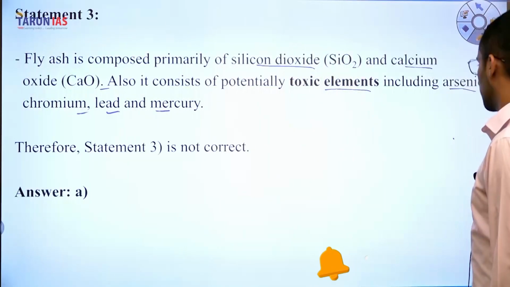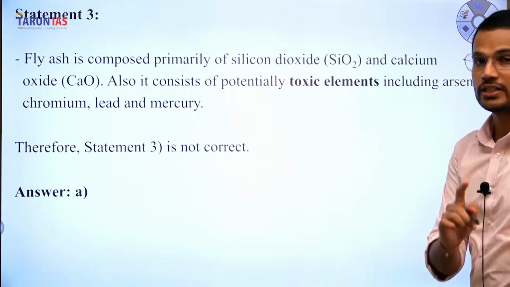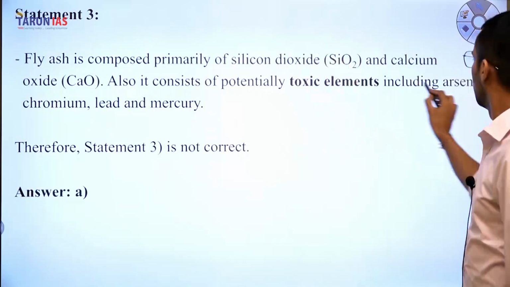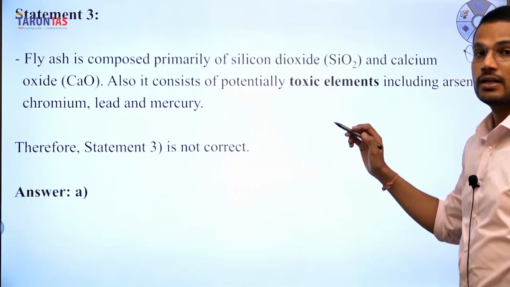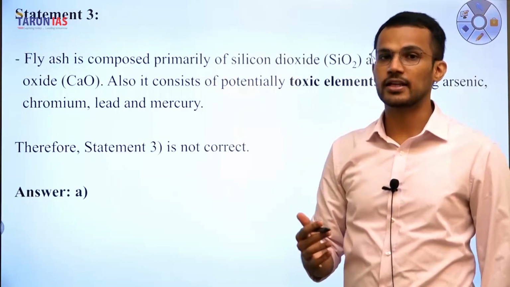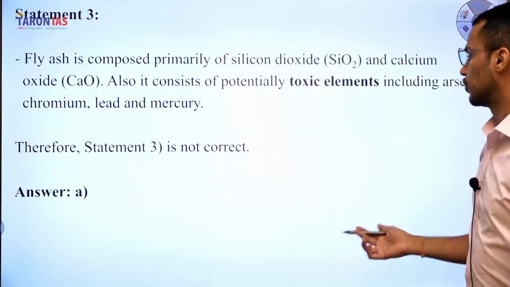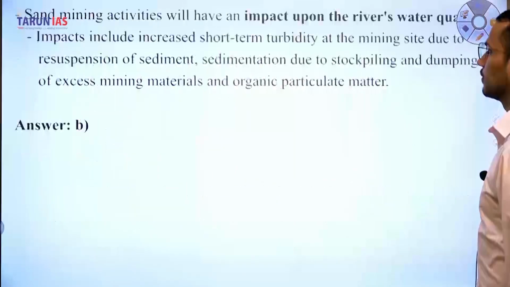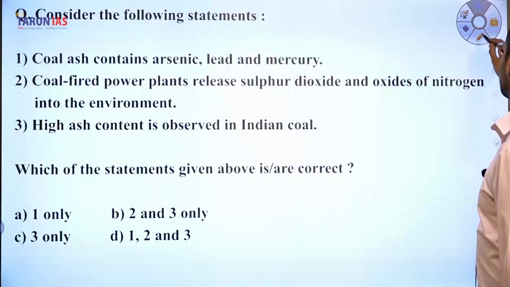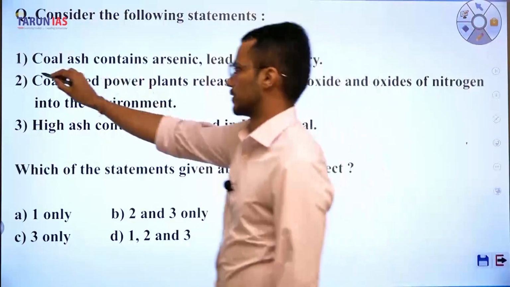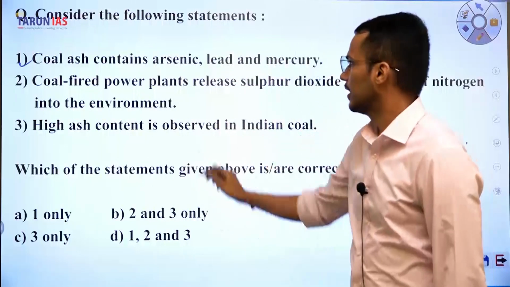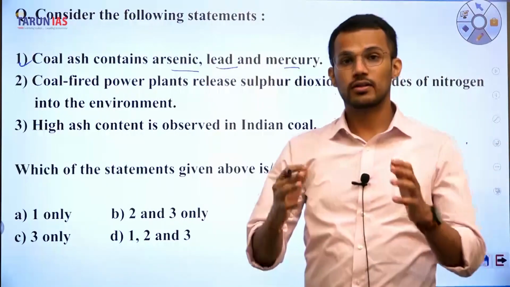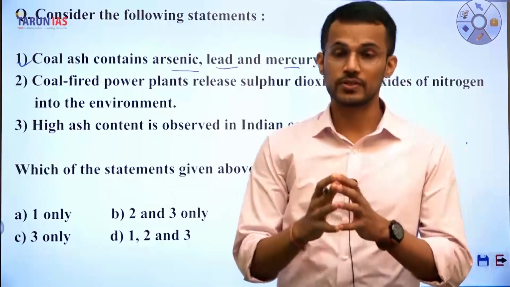Now let us check the statement for 2020's question. This statement mentions that fly ash consists of certain toxic elements like arsenic, chromium, lead and mercury. So let us go back to the 2020 question. Now read the first statement: coal ash contains arsenic, lead and mercury. So this is the importance of previous year questions.